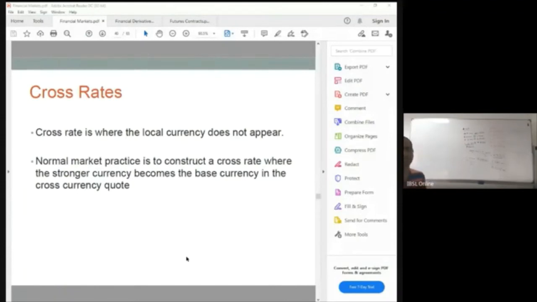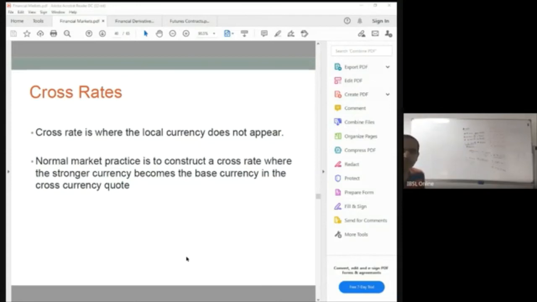Cross rates. Now, in the examples that we were doing earlier, US dollar LKR is a direct quote, LKR US dollar is an indirect quote. If the local currency is quoted second, it is a direct quote. If the local currency is quoted first, it is an indirect quote. But what happens if the local currency is not there? Like this case, Aussie dollar against US dollar, no local currency. Then it's called a cross rate, because it does not have our local currency. It's as simple as that.